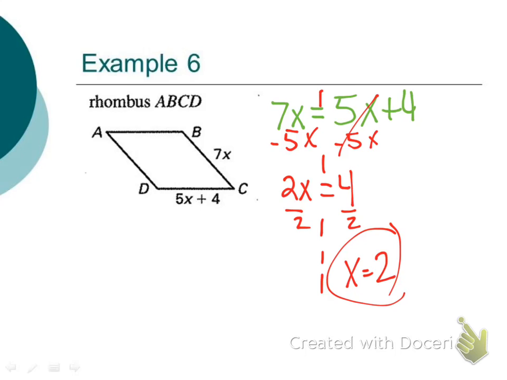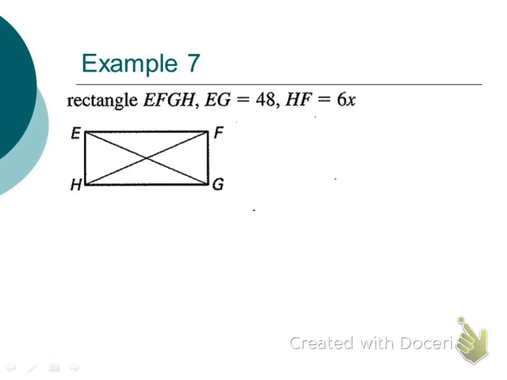All right, one more to look at for today. We have a rectangle. We are given some information about EG. So that's this guy right here. And HF, this guy right here. So we know a little bit of information about each one of the diagonals. Well, what's special about the diagonals of a rectangle? If you're unsure, go to the rectangle section of your notes and read me the part that has the word diagonals in it.